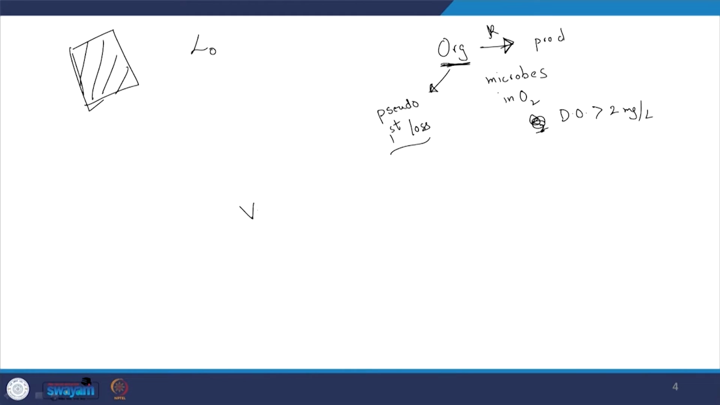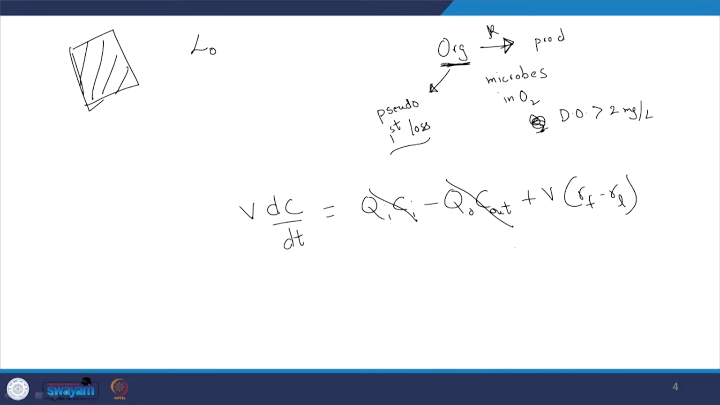What is the mass balance equation? V dC by dt is equal to mass coming in, Q in C in, minus mass going out, Q out C out, plus volume into rate of formation minus rate of loss. Here it is a batch system, so no mass coming in and no mass going out, and volume cancels out. Also, here organics are not being produced, as in the waste in that particular sample is only being degraded or lost, it is not being formed.